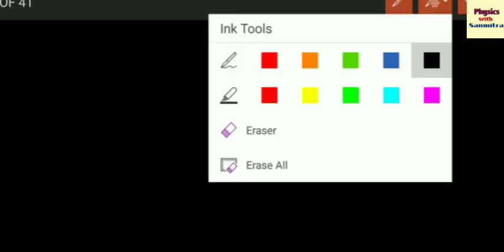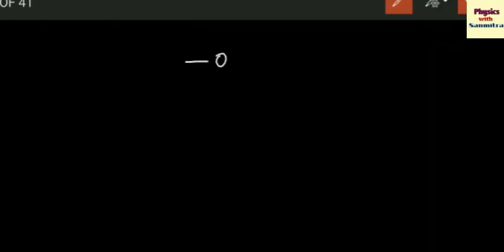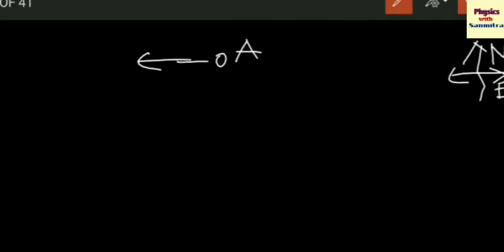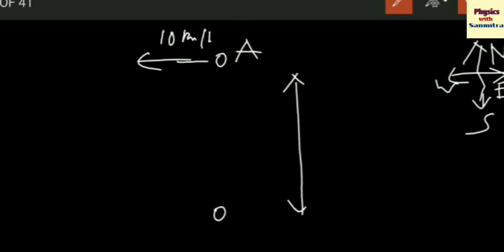See here, what I'm showing you. I have ship A, it is moving towards the west. Let me draw the directions here. This is north, this is east, this is west, this is south. Ship A is moving towards the west with a velocity of 10 km per hour, and just 100 kilometers south, ship B is moving up with a velocity of 10 km per hour.